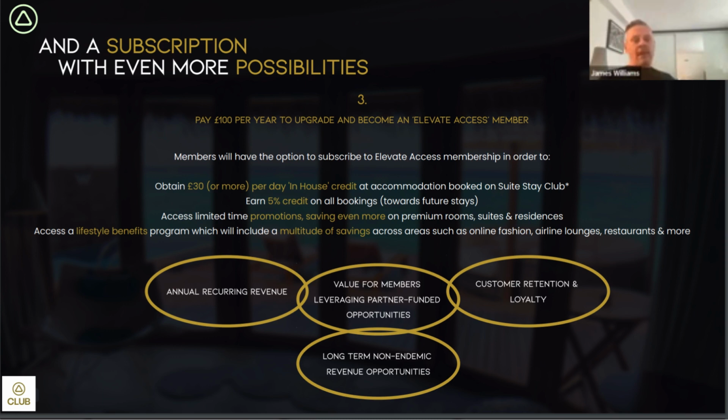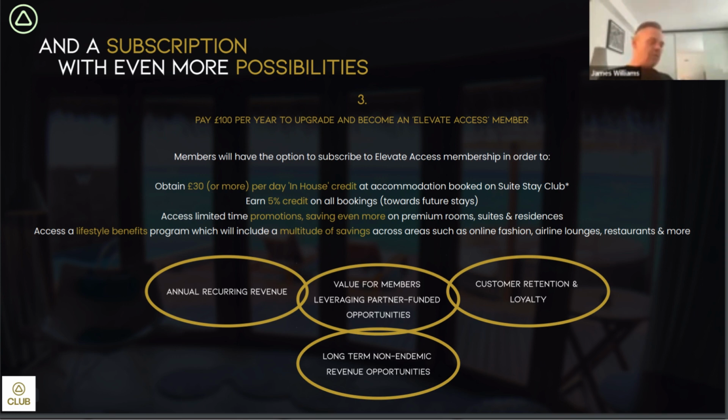The initial opening rate will be £100 per year to subscribe, and there are two key benefits that will be available from launch, or from day one. One of those will be for every booking you make as a subscriber, we will give you a 5% credit towards future bookings made with Sweet Stay Club. That's only realized after you've done your first stay.